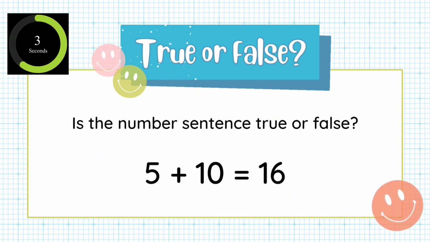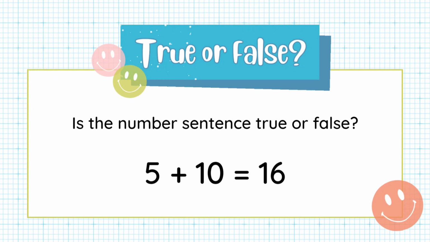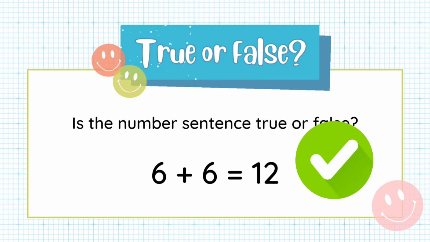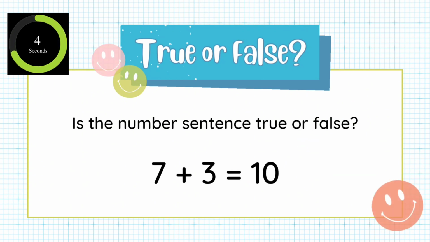Is the number sentence true or false? 5 plus 10 equals 16. It's wrong, because 10 plus 5 equals 15. Now, can you tell me if this number sentence is true or false? 6 plus 6 equals 12. It's true.